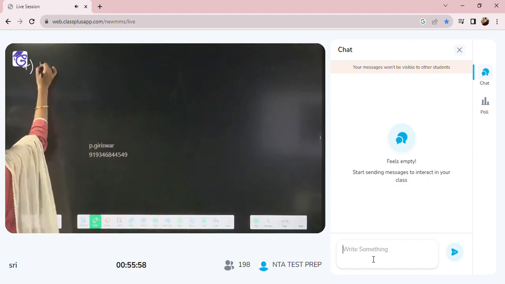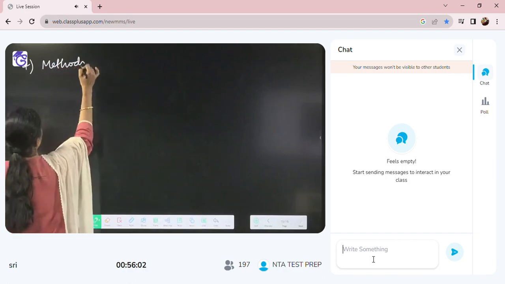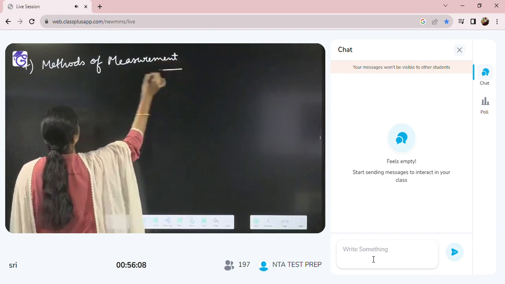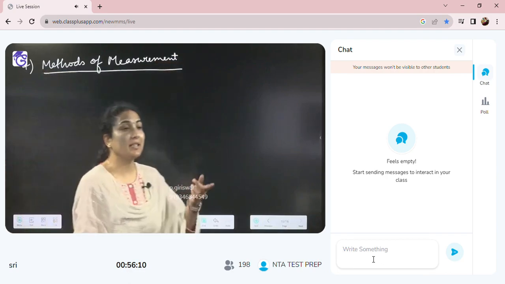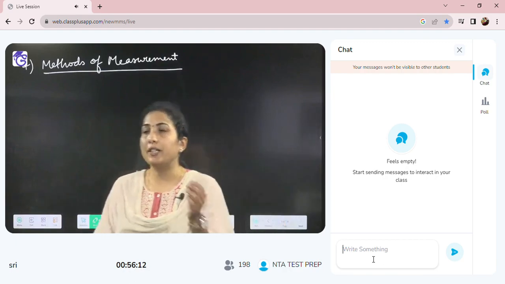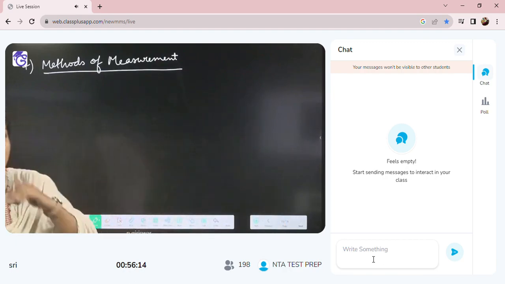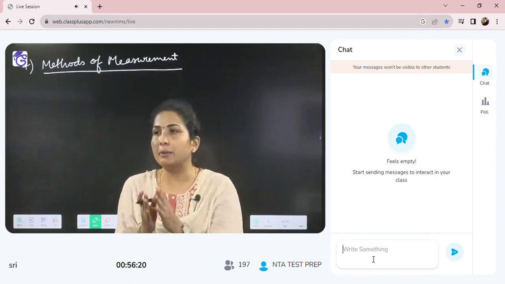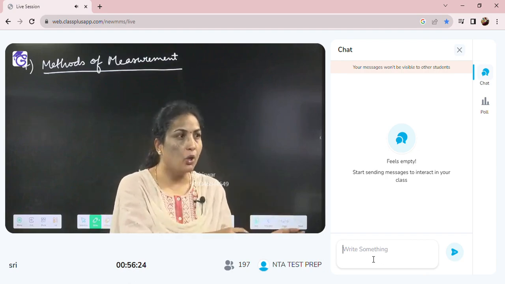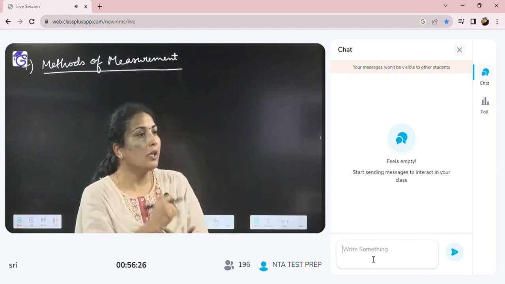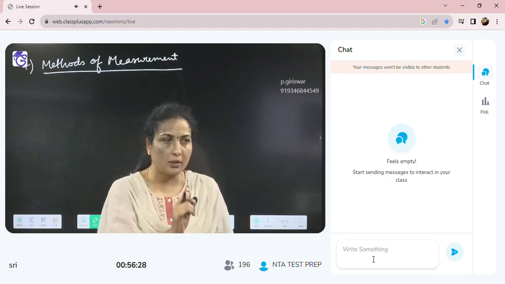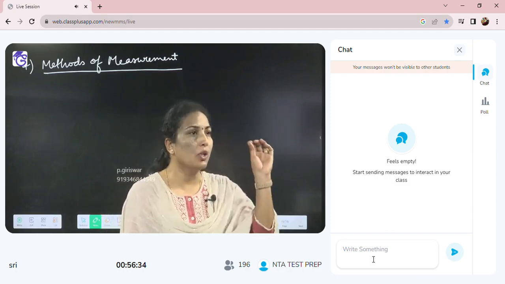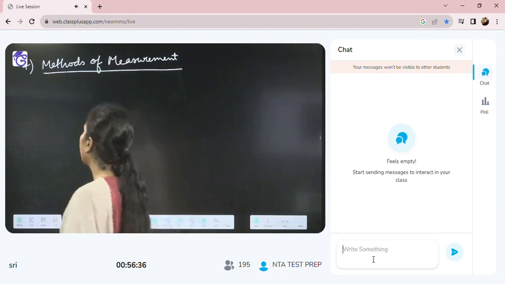Now let us go for the next point here, which is methods of measurement. Do you agree that heat is a path function? If heat is a path function, that means it will depend upon in which way I am measuring the heat, or for which process I am measuring the heat. That means whether I am measuring the heat at constant pressure or at constant volume, because I know that heat exchanged at constant pressure is delta H and heat exchanged at constant volume is delta U. So that's how your enthalpy depends on the method of measurement.